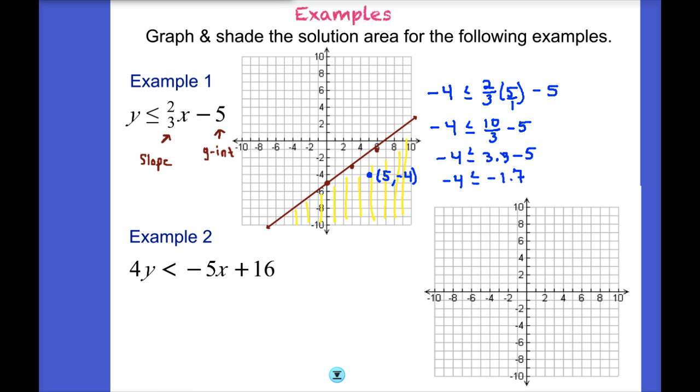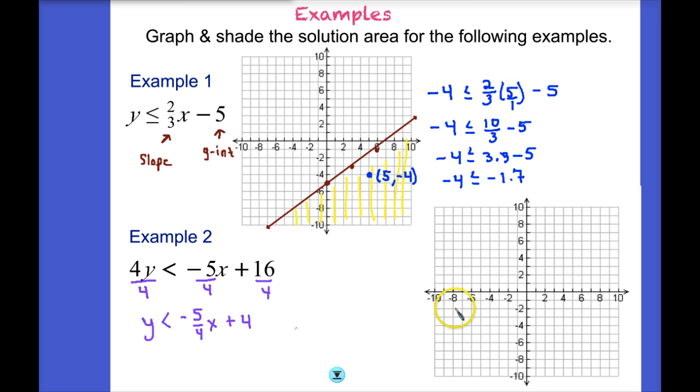Let's graph the second inequality here. It's not in y = mx + b form, so I can't really graph it like this. I need to move the 4 to the other side, so I need to solve for y. That means I need to divide all my terms by 4, and we get y is less than -5/4 x + 4. 16 divided by 4 is 4. Now I can graph this.